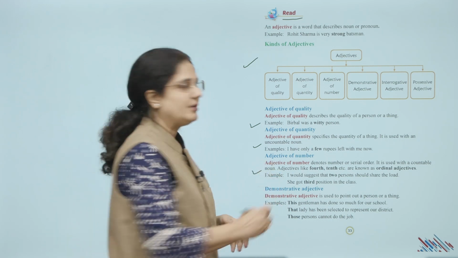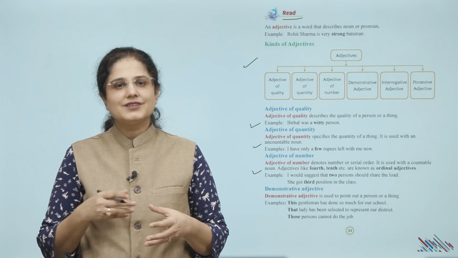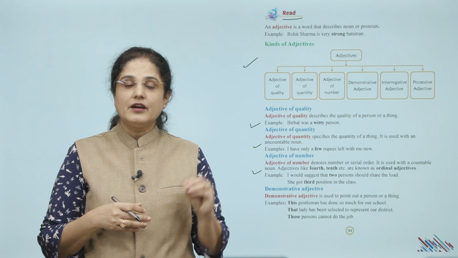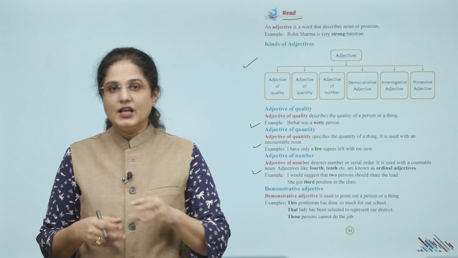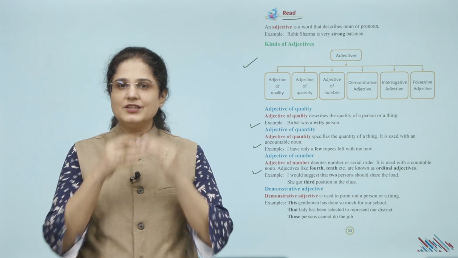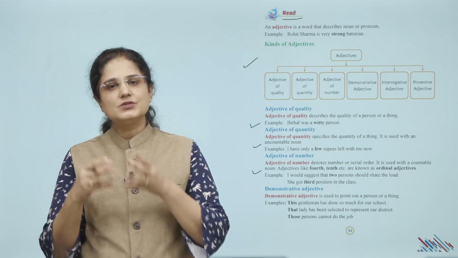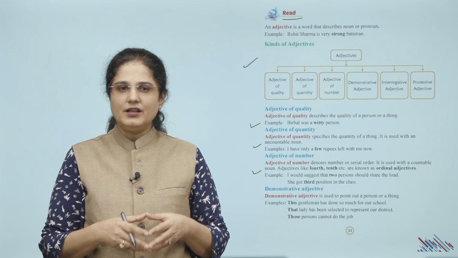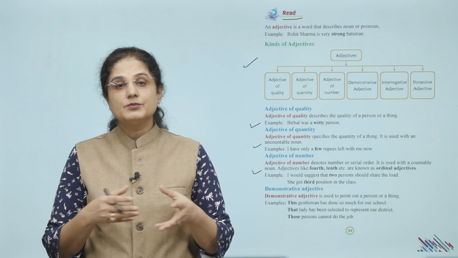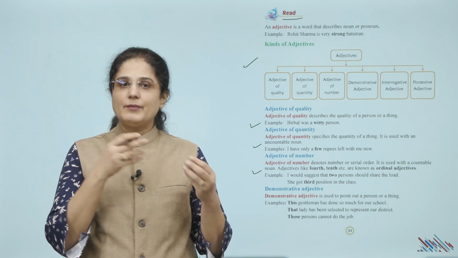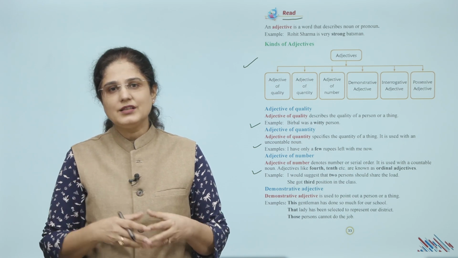Then adjective of number denotes number or serial order. It is used with a countable noun. So adjectives like fourth, tenth, etc. are known as ordinal adjectives. तो वो adjectives जो number या serial order बताते हैं वो मेरे adjective of number हैं. ये countable nouns के साथ use होते हैं. For example, I would suggest that 2 persons should share the load. She got 3rd position in the class. तो यहाँ पे 2 हमारा जो है adjective of number है और 3rd जो है ये हमारा ordinal adjective है.